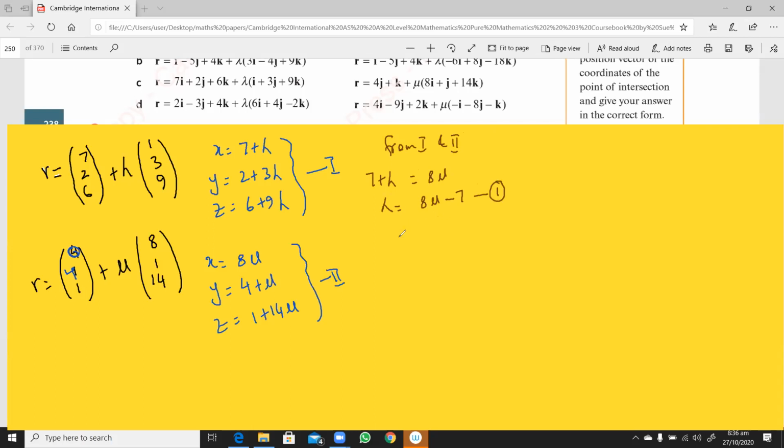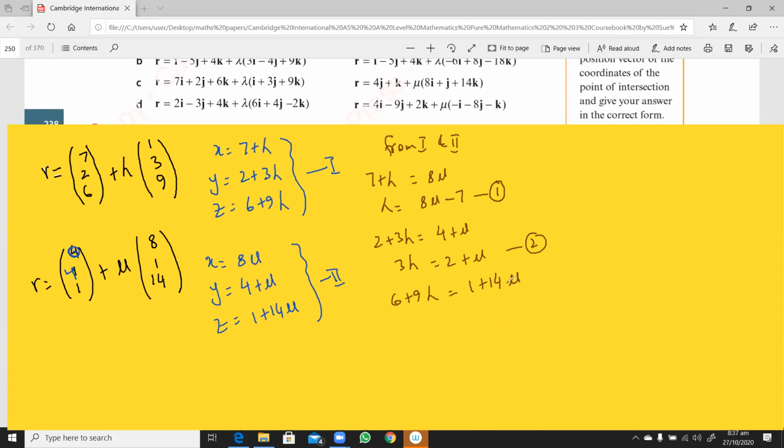Now from the second, which are y's over here, so we have 2 plus 3 lambda, that is equal to 4 plus mu. I can write it as just 3 lambda because my lambda is ready, so I don't want any other simplification. I just move this 2 to the right hand side. This is 2 plus mu. So this is your second equation. And the third equation is 6 plus 9 lambda, that is equal to 1 plus 14 mu.